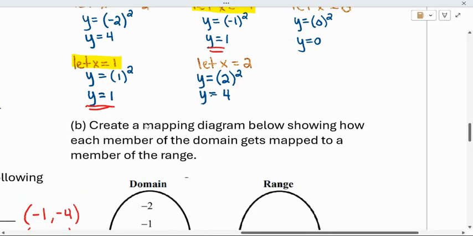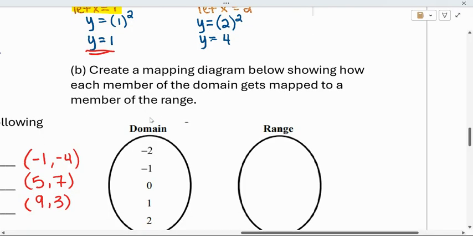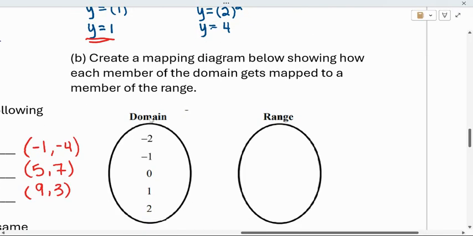So let's take a look at our outputs. What were the outputs that we had? What were the y values that we were given? Y equals what? 4, 1, 0, 1, and 4. So when we make a mapping, we want our numbers to be in order from smallest to largest. So the smallest output that we have is a 0. The next one is a 1, and then the last one is a 4.